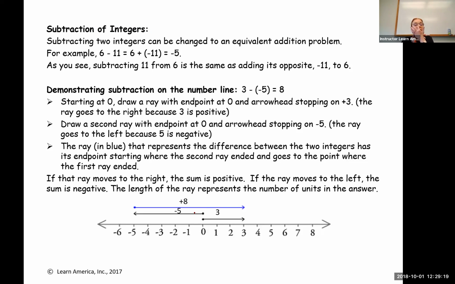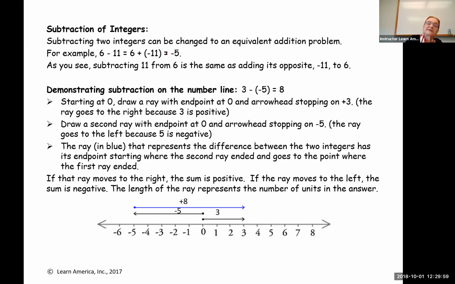For subtracting, one of the easiest ways of thinking of subtraction is just think of subtraction as addition of the opposite. So you subtract two integers by changing it to an equivalent addition problem. So for example, if we want to subtract 11 from 6, we can think of this as 6 added to -11. And of course, if you think of going 6 units to the right and then 11 units to the left, your net result is going to be that you've moved 5 units to the left from the origin, and that would be the result of the subtraction. So subtracting 11 from 6 is the same as adding its opposite, that is -11, to 6.